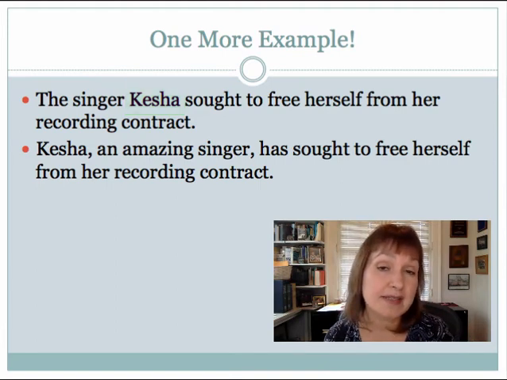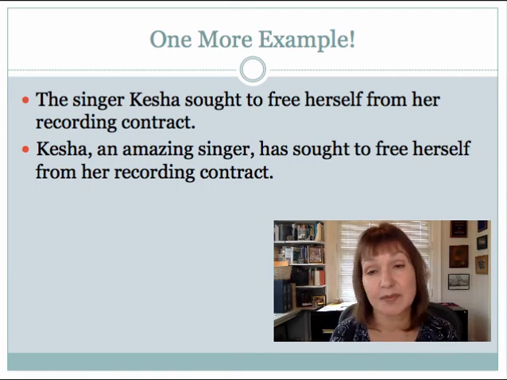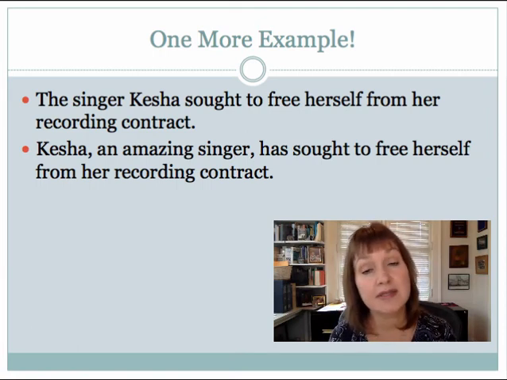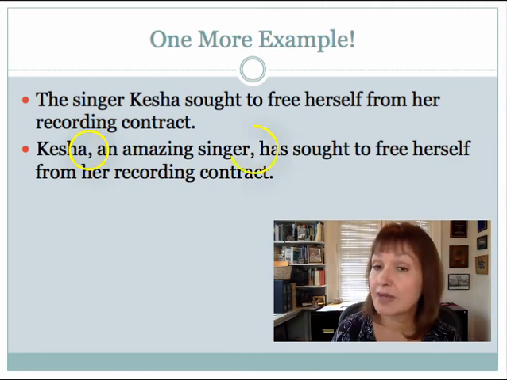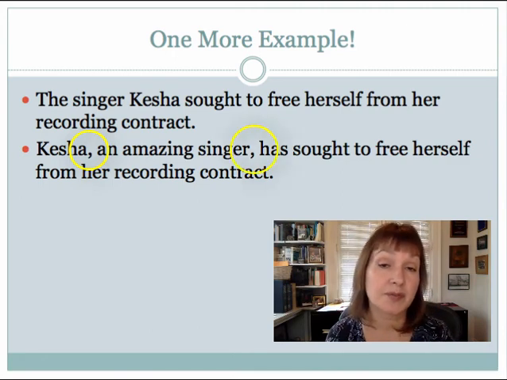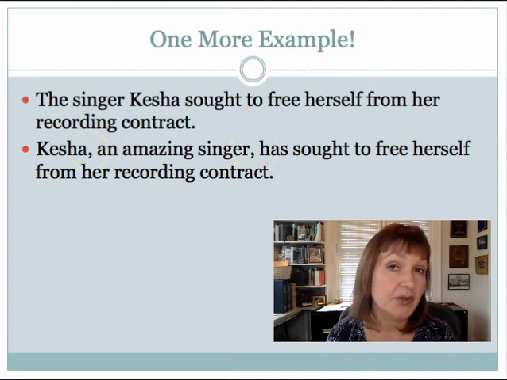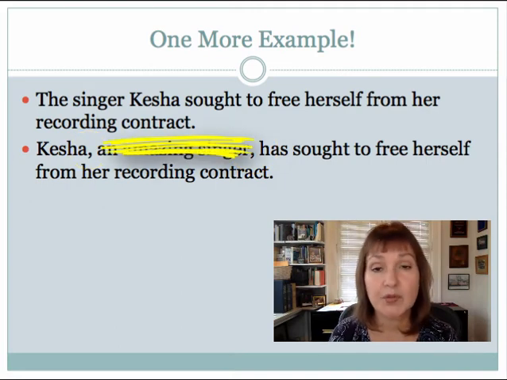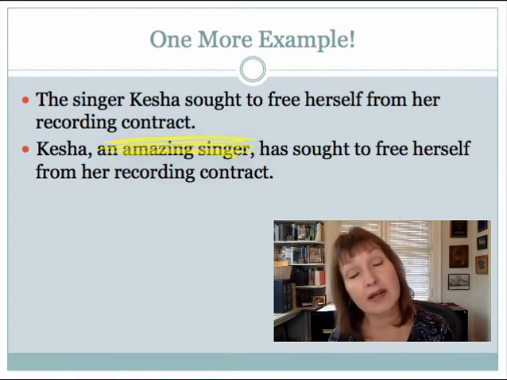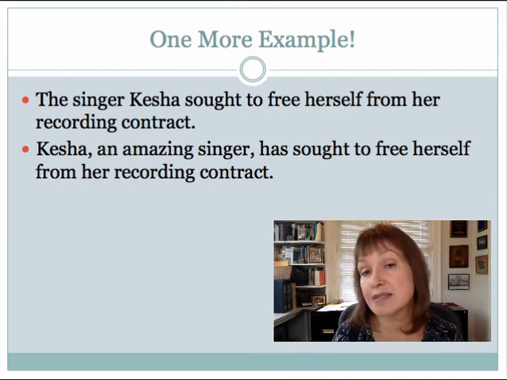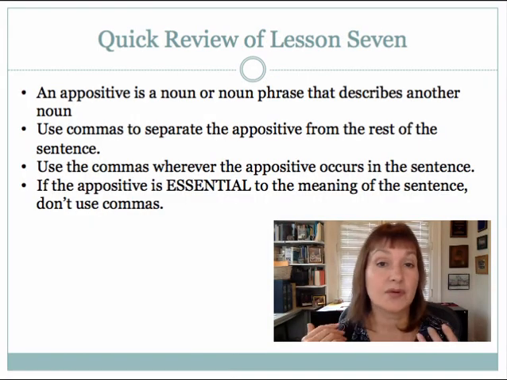Now, if you look at the second example, you'll see how a non-essential appositive can be taken right out of the sentence. Kesha, comma, an amazing singer, comma, has sought to free herself from her recording contract. We don't need that appositive. We don't need that noun describing Kesha. It could just say Kesha has sought to free herself from her recording contract, and that sentence means the same thing.